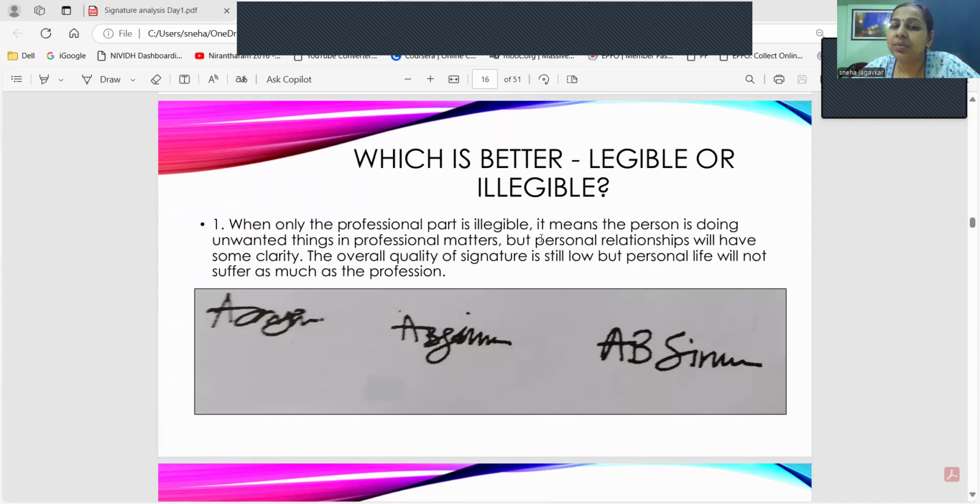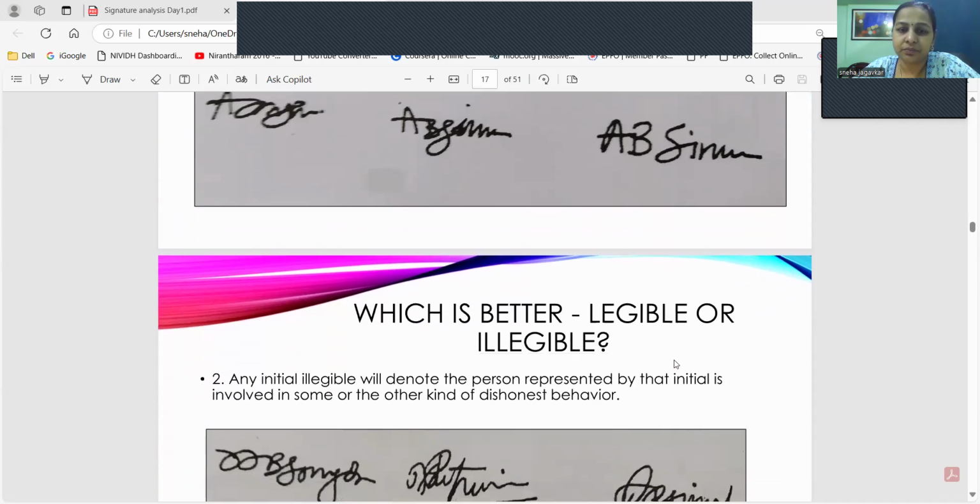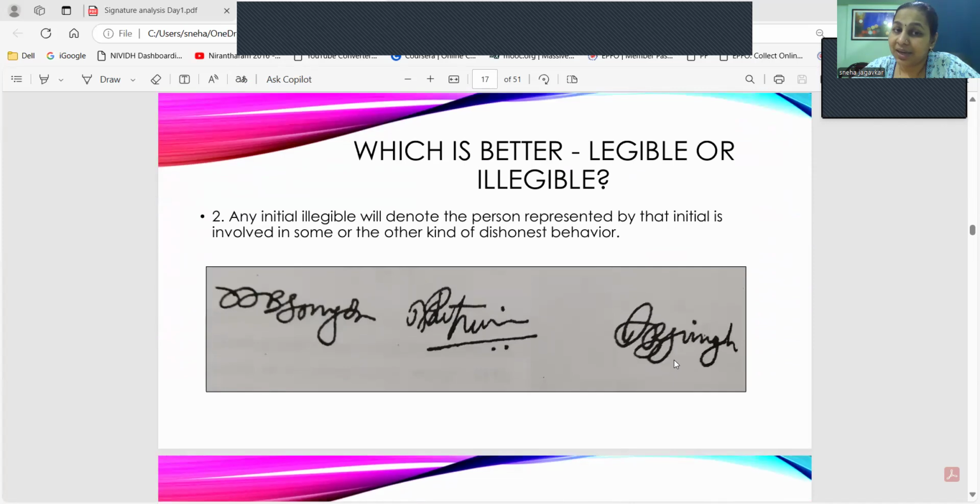When only the professional part is illegible, it means the person is doing unwanted things in professional matters, but the personal relationships will have some kind of clarity. The overall quality of the signature is still low, but the personal life will not suffer as much as the profession. Any illegible signature will denote the person represented by that initial is involved in some kind of dishonest behavior. Now, over here, this entire signature itself, you can say, is illegible, right?